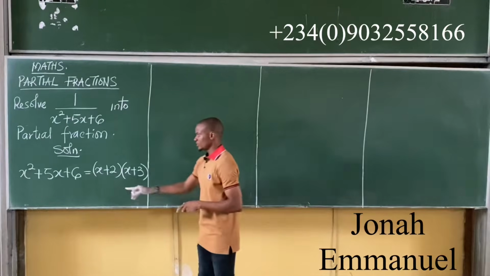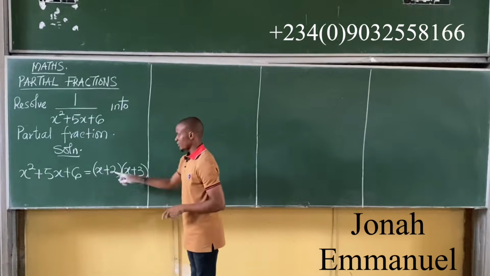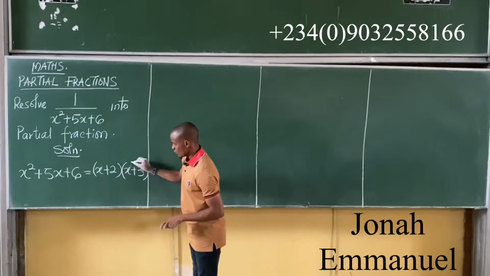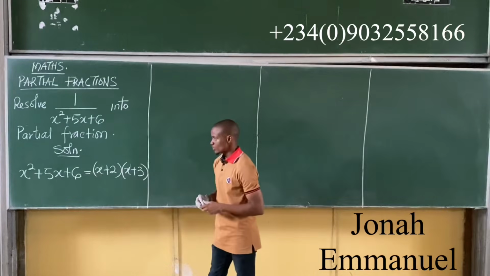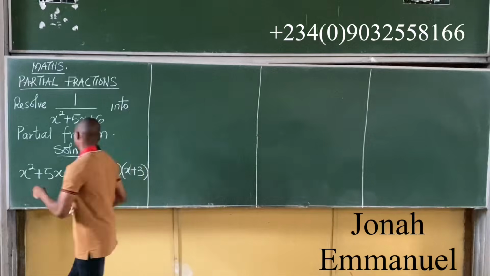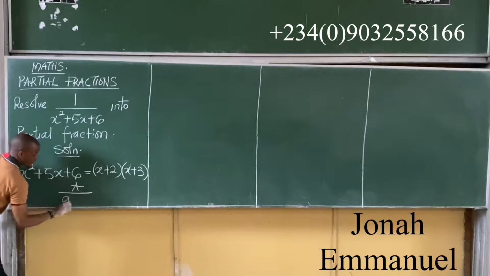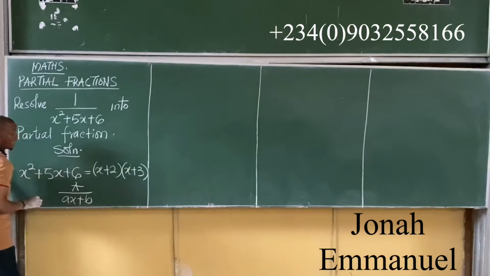Now observe that the roots are linear, because the highest power of x is 1. So I have linear roots. So we said for linear roots, a partial fraction of the form A all over ax plus b exists.